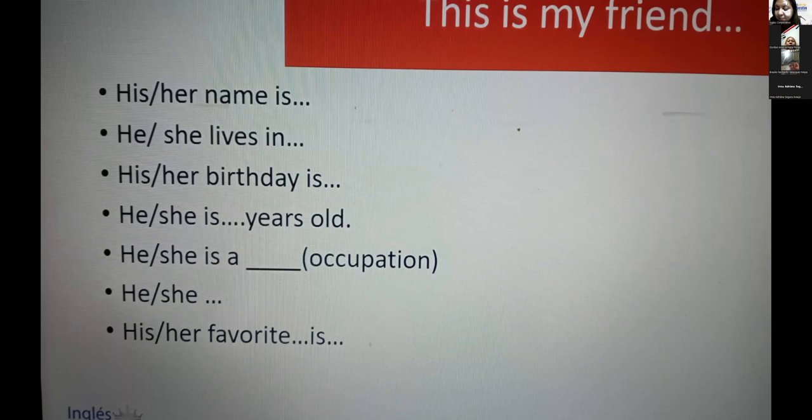His birthday is? Sería entonces, he lives in San Salvador. Diría, he lives in San Salvador. He is in San Salvador. No, he lives. He lives in San Salvador. Él vive en San Salvador. He lives in San Salvador.